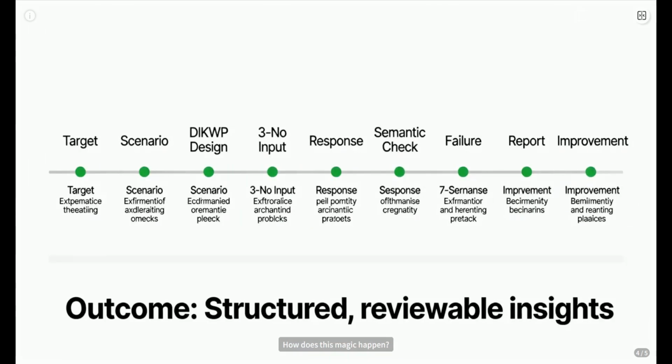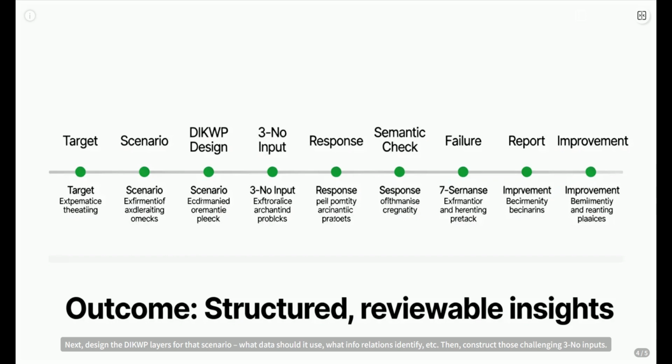How does this magic happen? It follows a clear workflow. You start with your target model or system. Then define a specific scenario. Next, design the DIKWP layers for that scenario. What data should it use? What info relations identify, etc.